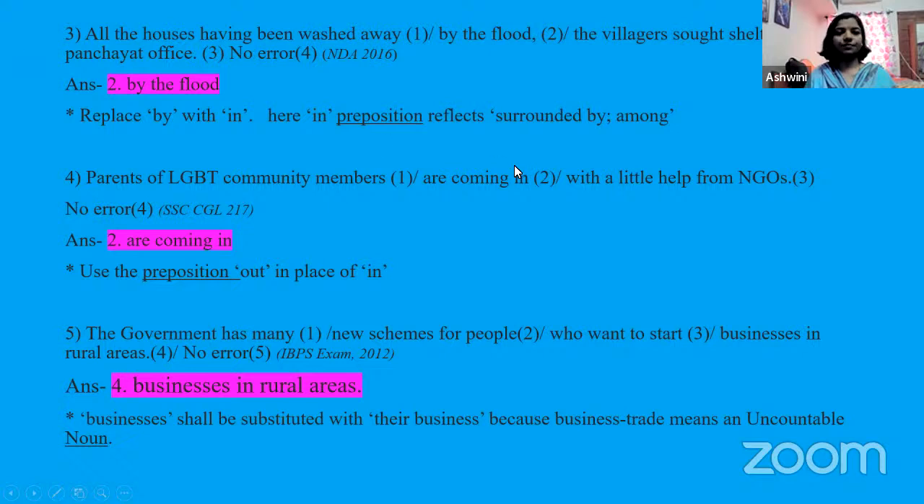Now example number 3: All the houses having been washed away by the flood, the villagers sought shelter in the panchayat office, and no error. The 4 parts are given to you in the sentence. That is, all the houses having been washed away by the flood, the villagers sought shelter in the panchayat office, no error. This question was asked in an NTA exam in 2016.